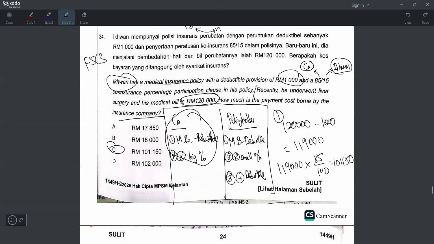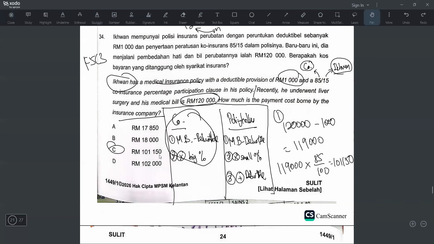So for students that struggle with medical insurance, if you feel this is very difficult, just follow these steps. Just copy this down and remember it. It's not even that difficult to remember. First step for both is the same, minus deductible. Second step, if company, multiply by the big percent; if policy holder, multiply by the small percent. But for policy holder, add one more step, add deductible. That's it. You remember this, you can tackle all medical insurance questions.